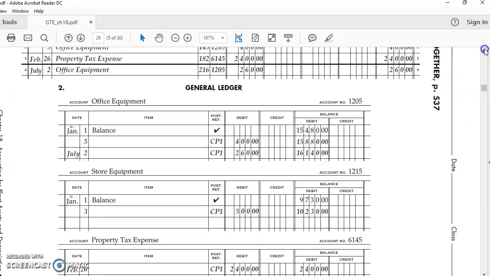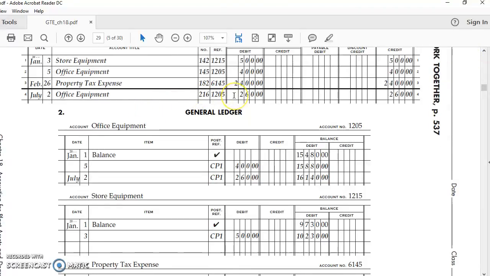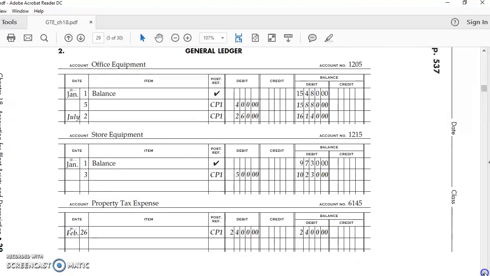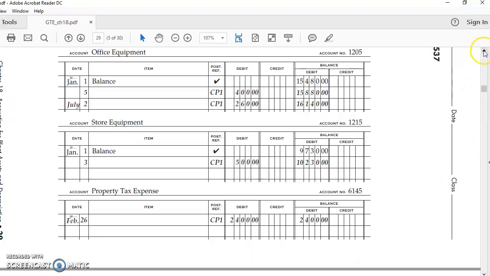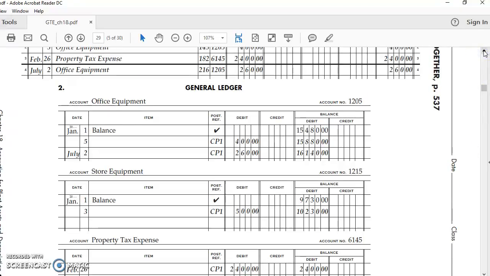The last transaction up here is office equipment, $260 debit. You're going to put July 2nd. You do have to write out the word July because we haven't made a transaction here since January. So this is a different month. CP1, and this is a debit, and this is a debit. So I add this to get this. Remember, when posting, opposites subtract. In this case, we've had no opposites. We've had debits and debits because we're dealing with assets, so we don't have to worry about that. You can see these transactions are very easy.